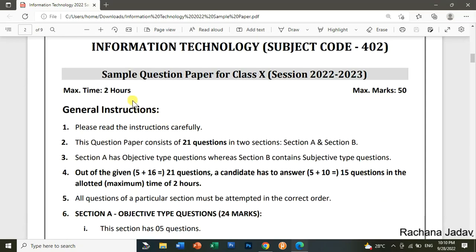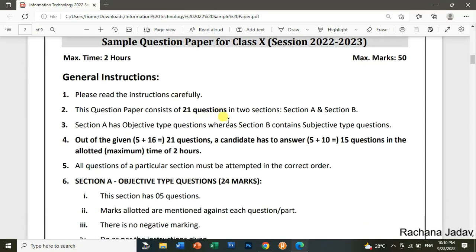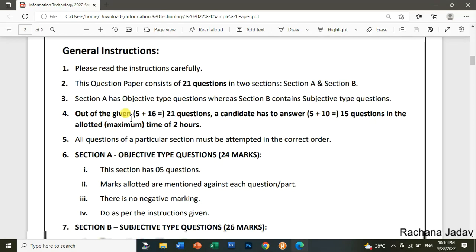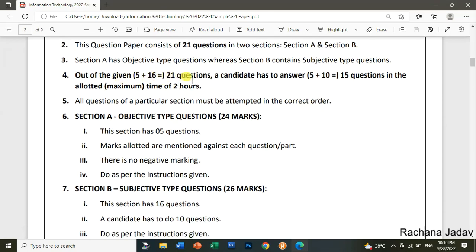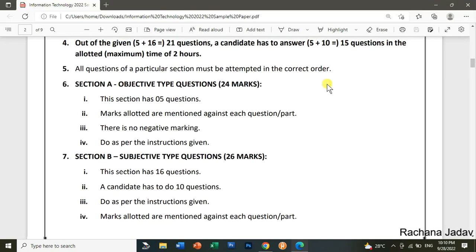Now let's see over here. तो आपको 21 questions in all मिलेंगे, and that also in two sections it will be divided, that is section A and section B. Section A is fully objective and section B is fully subjective. Now 21 question में से आपको कितने attempt करने हैं, that is 15 questions, okay, and you will have 2 hours.